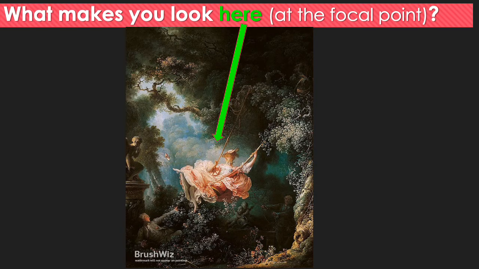In this painting, again, we have a girl on the swing, and she's bright in color versus the dark background. We have the lines of the swing that lead your eye down to her. Her value is much brighter than anything else in the painting.